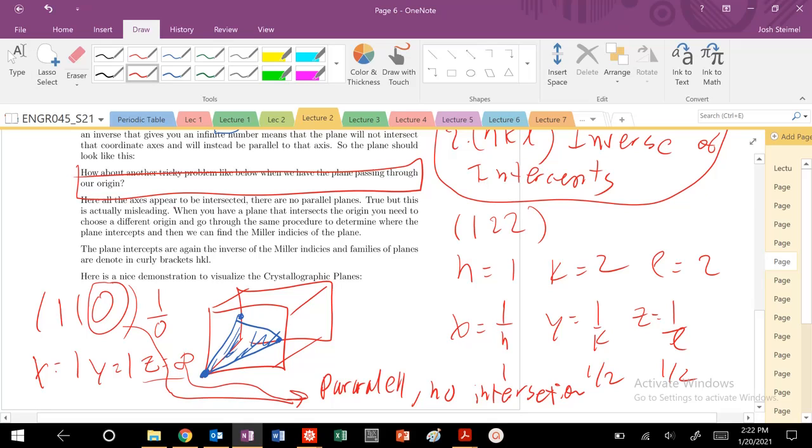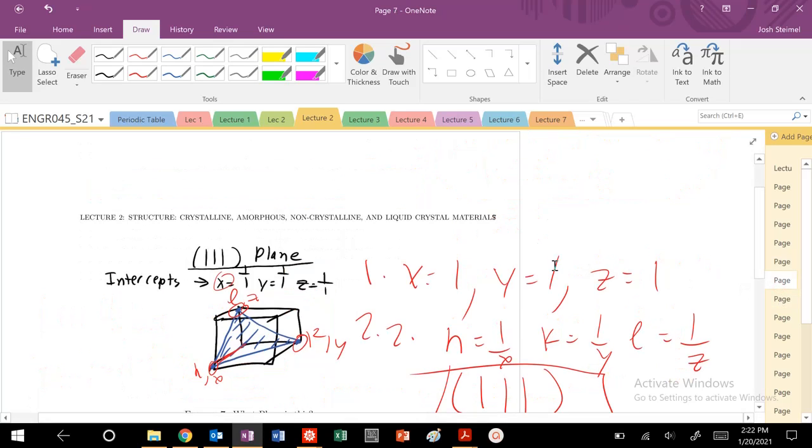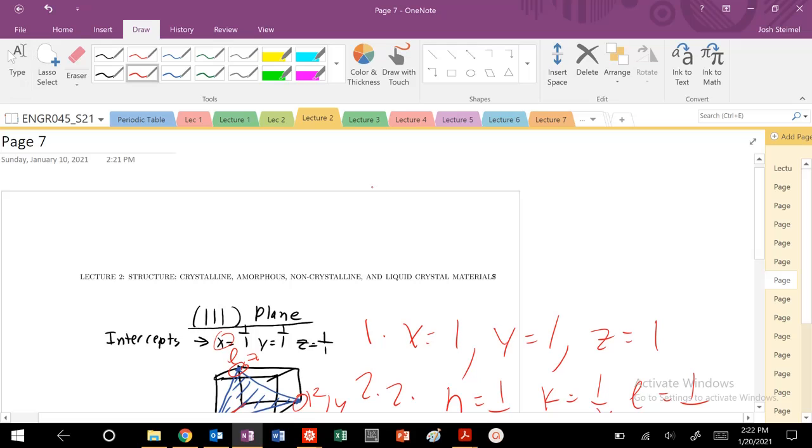Again, we went through this. Axes are intersected, no parallel planes. It's misleading. Again, you have to redefine that origin there. So plane intercepts, again, are the inverse of the Miller indices, and families of planes use curly brackets. Just like we said we had crystallographically equivalent directions, we also have crystallographically equivalent planes.